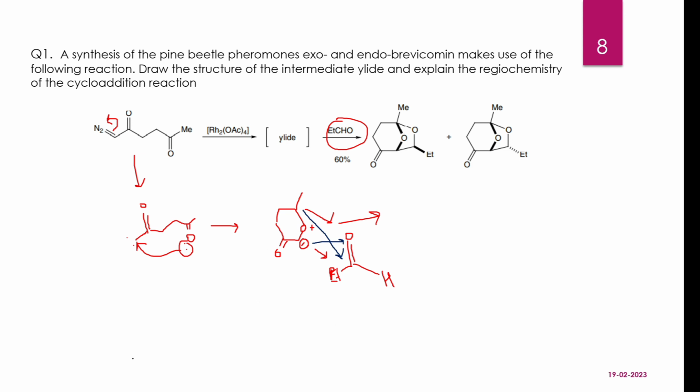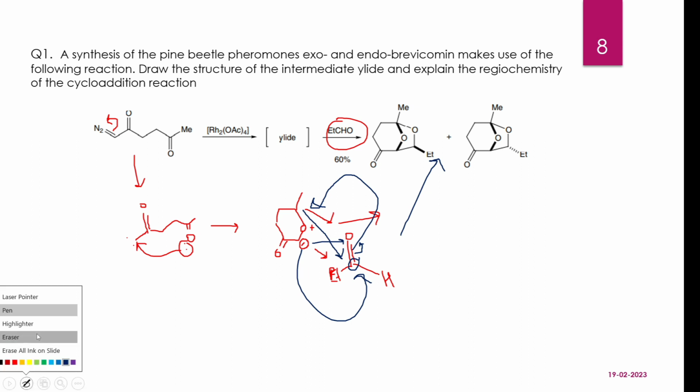We can see this center is negative, and we all know that in an aldehyde compound this carbon is more electropositive because of the resonance. So what will happen? This will attack here and this will go here. So this leads to this product. Understood? I will just erase the wrong combination. So we will get this type of product.